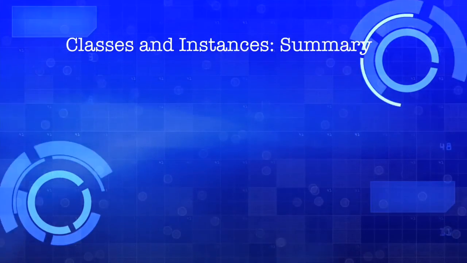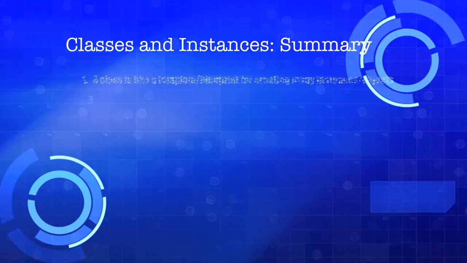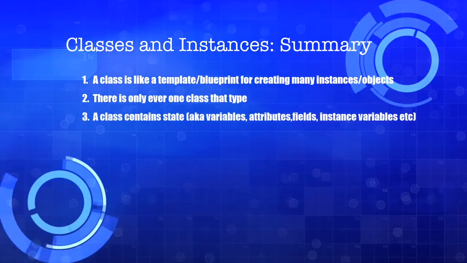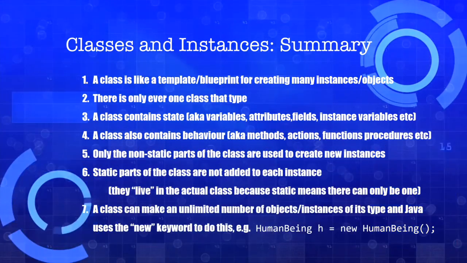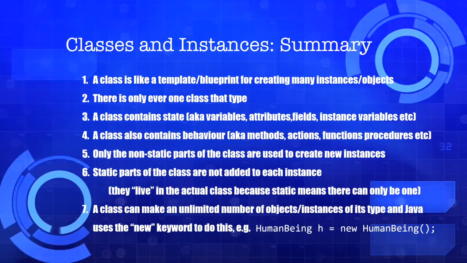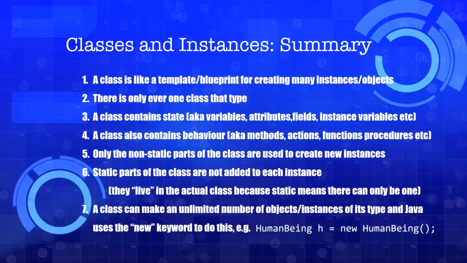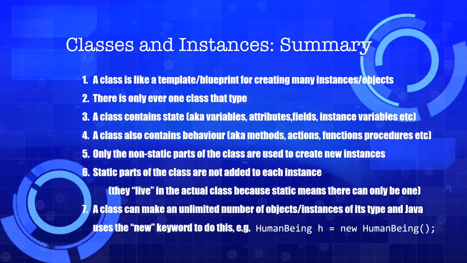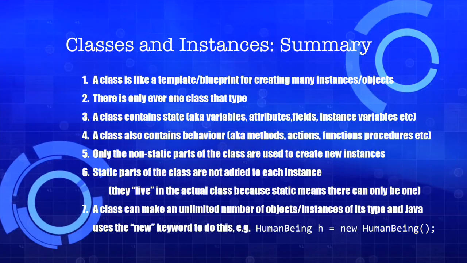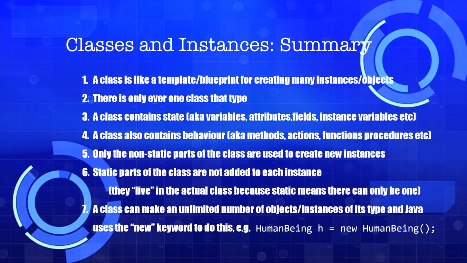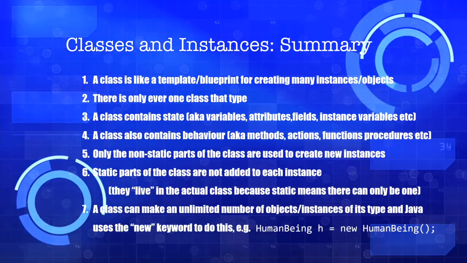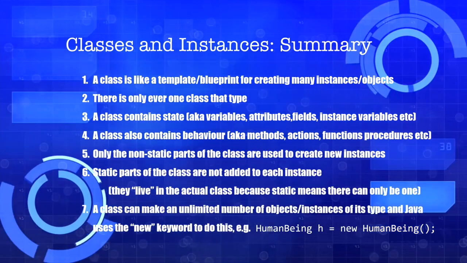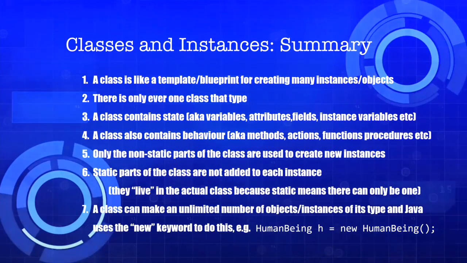Okay, so let's have a quick summary of what we've gone through with classes and instances. A class is a blueprint or a template. Some people think of it as a cookie cutter, and there is only ever one. It holds state, which are variables, attributes, fields, etc., and it holds behavior, which are methods, actions, functions, subroutines, etc. Only the non-static parts of a class are used when you make a new object or a new instance. As we saw, the static parts only exist in one place and they're not duplicated.